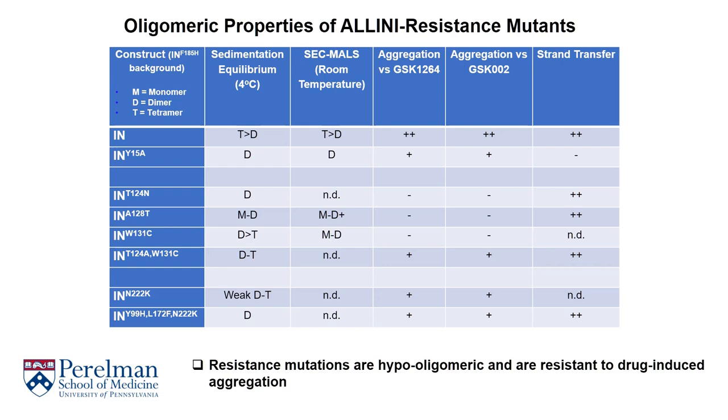In this table, M stands for monomer, D for dimer, and T for tetramer. As predicted from our structure, all the mutants tested showed varying levels of hypo-oligomeric behavior and attenuated response to drug, despite maintaining the capacity for strand transfer. So, the behaviors are consistent with our new understanding of this drug-stabilized protein-protein interface.